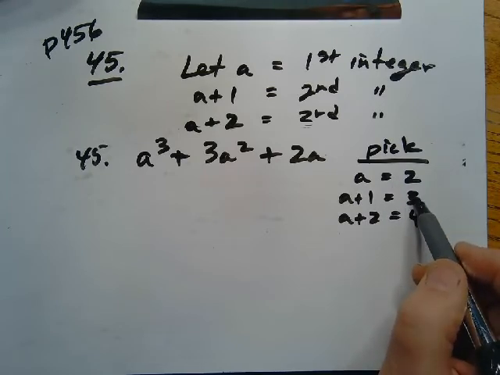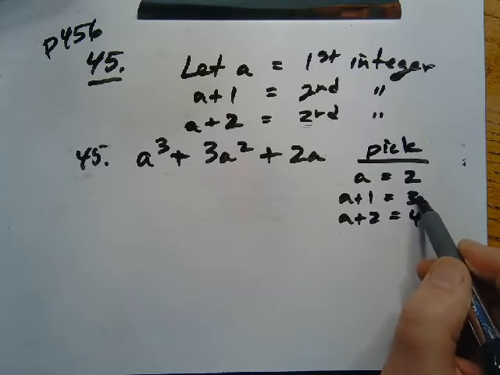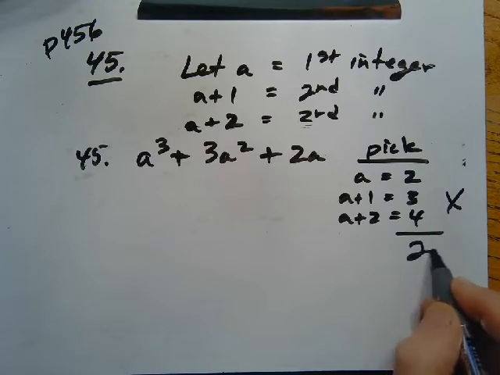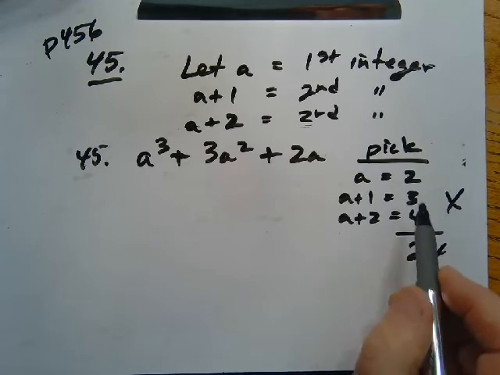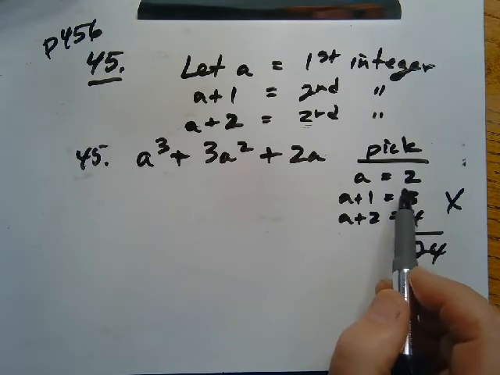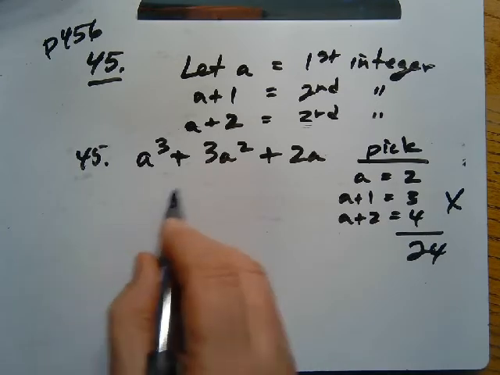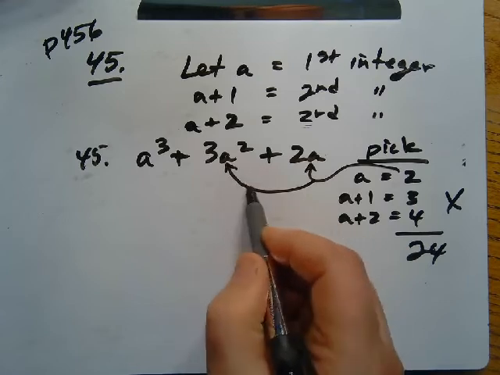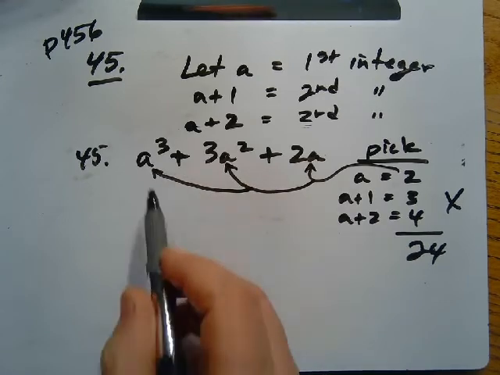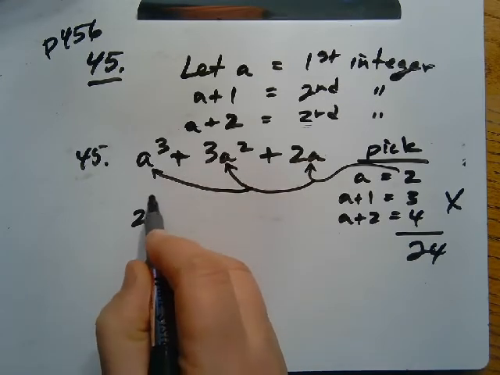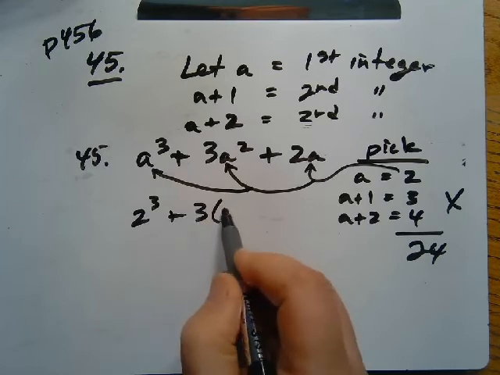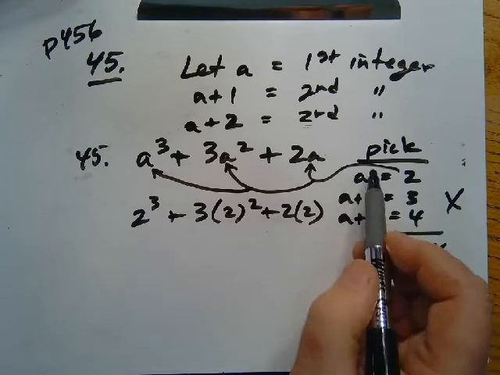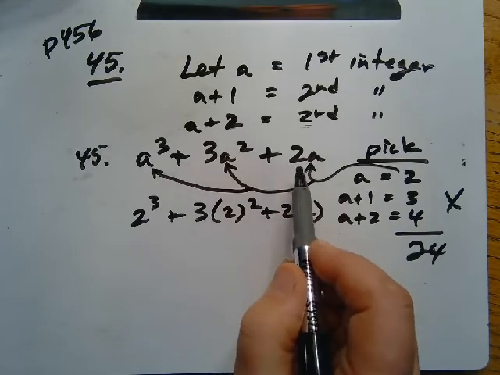2 times 3 is 6, and then it says find their product. So 2 times 3 is 6, times 4 is 24. If I multiply all of those together, I get 24. Now what happens if we go ahead and put those into our formulas here? Okay, let's take 2 and stick it in here, and here, and here. Let's see what happens. A to the third, or 2 to the third, plus 3 times 2 to the second, plus 2 times 2. I just tucked 2 into all three of these spots here.